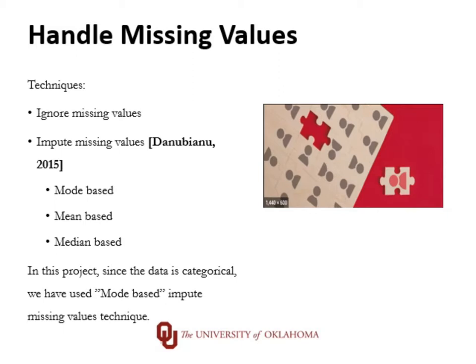Imputing by mean is to replace the missing value with the average value of all the data points. Imputing by median is to replace the missing value with the middle value of all the data points arranged in order. Imputing by mode is to replace the missing value with the most frequent value of all the data points. So in this project, since the data is categorical data type, we have used the mode-based impute missing values technique.